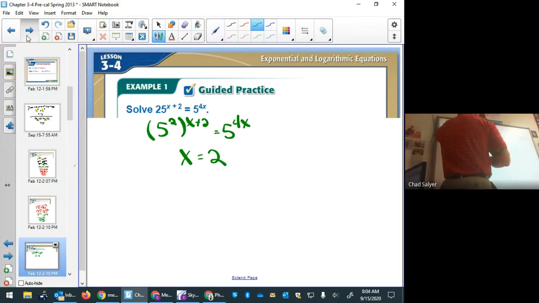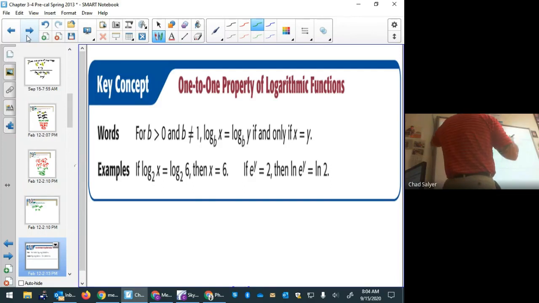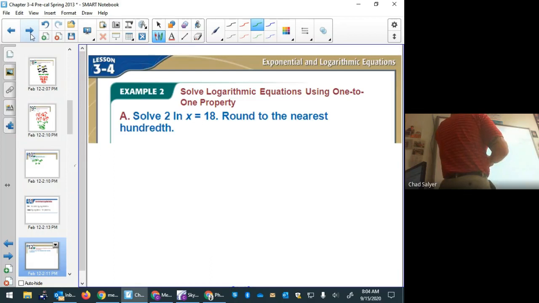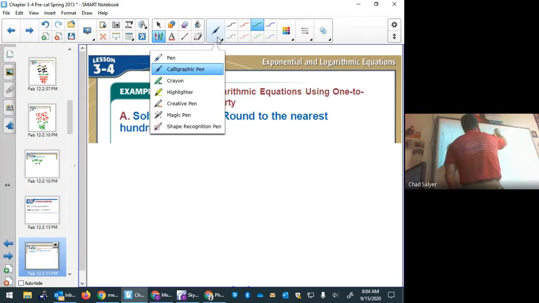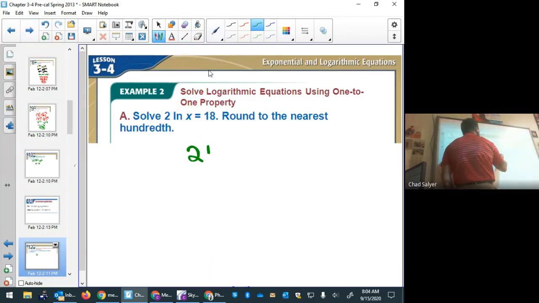Good job. All right, one-to-one property of logarithms works the same way as we have previously discussed. So we want to solve 2 times the natural log of x equals 18.